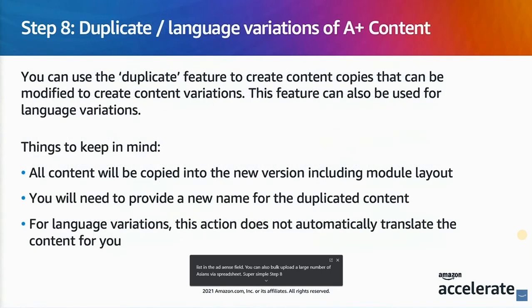Step 8, content and language variations. You can use the duplicate feature to create content copies that can be modified to create content variations. This feature can also be used for language variations. To access the language variations for a piece of A+ content, navigate to the Additional Contents tab when editing an existing piece of content.